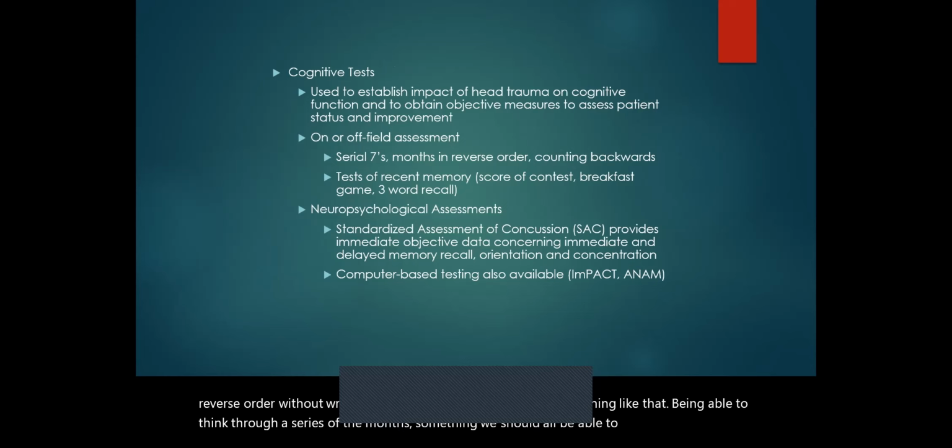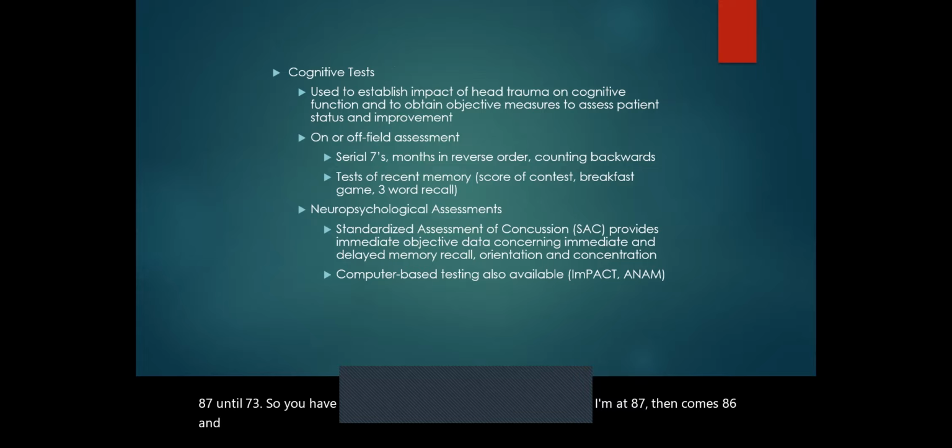Counting backwards, again, another field sobriety test. They might say count backwards from 87 until 73. So you have to think, well, I'm not starting at 100 here. If I'm at 87, then comes 86, and then knowing when to start and stop.